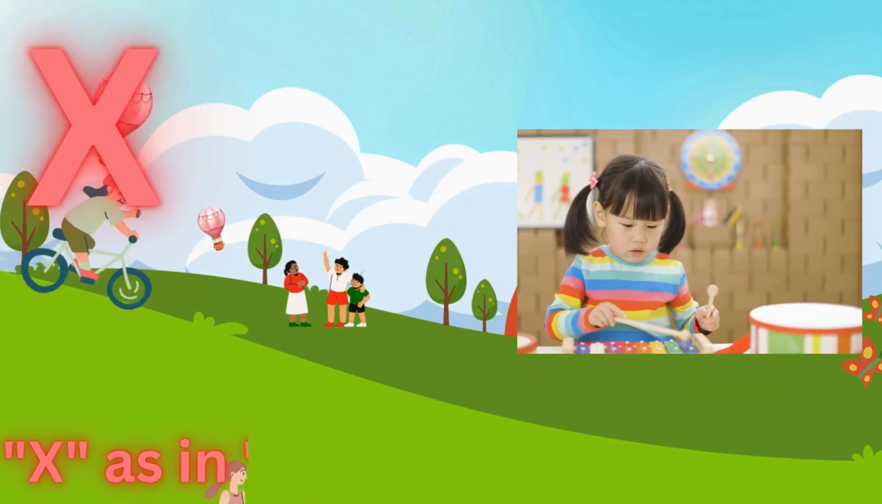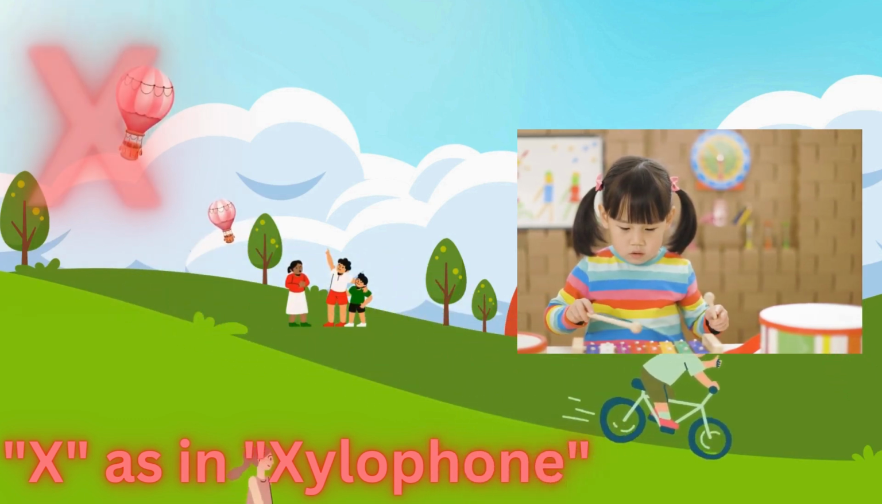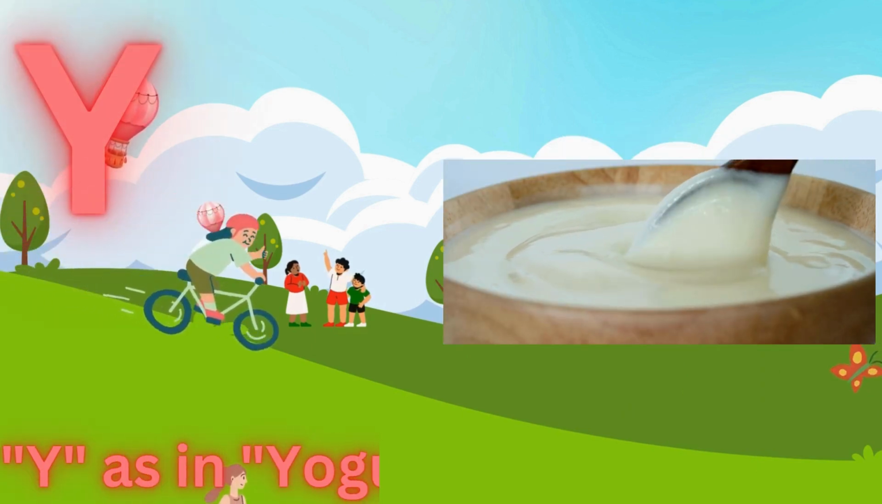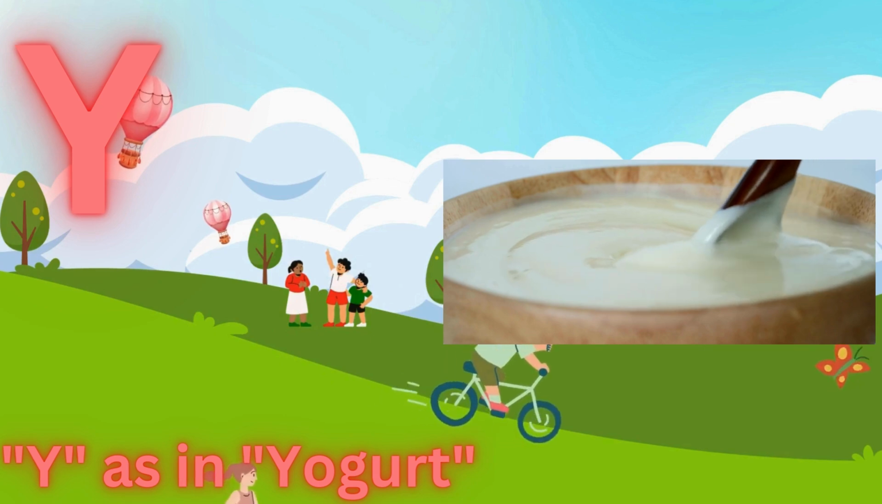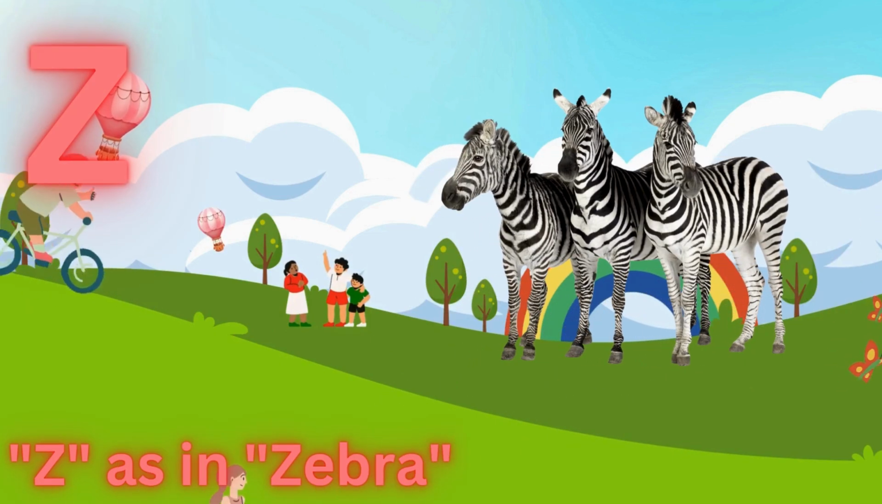X, xylophone. X as in xylophone. Xylophone, a musical instrument. Y, yogurt. Y as in yogurt. Yogurt, a dairy product. Z, zebra. Z as in zebra. Zebra, a striped animal.